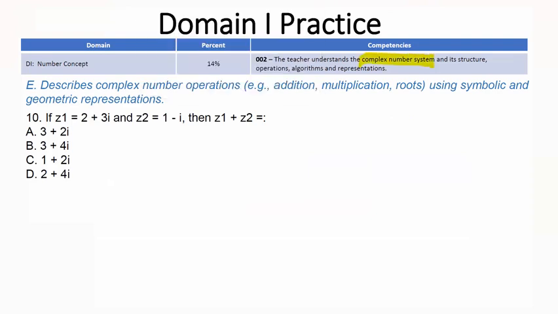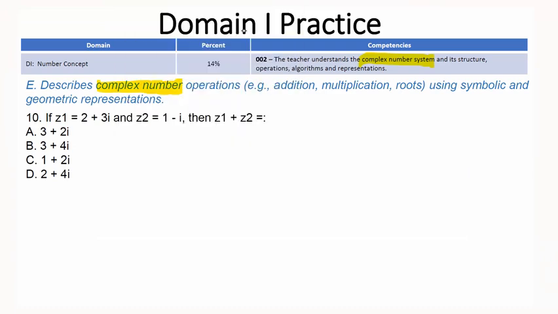We still need to understand the complex number system and structure. Let's describe the children of competency 2. Describe the complex numbers. This is algebra 2, okay? In addition, multiplication, roots, using symbolic geometrical representation. All right, here we go.